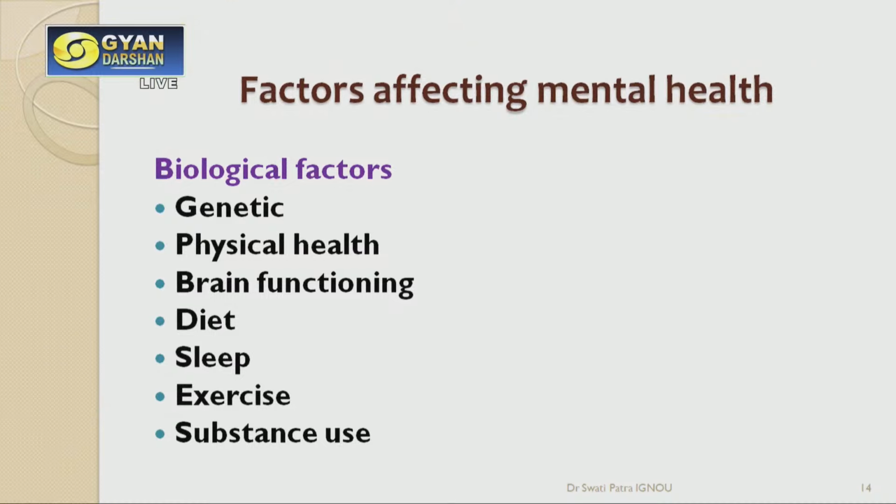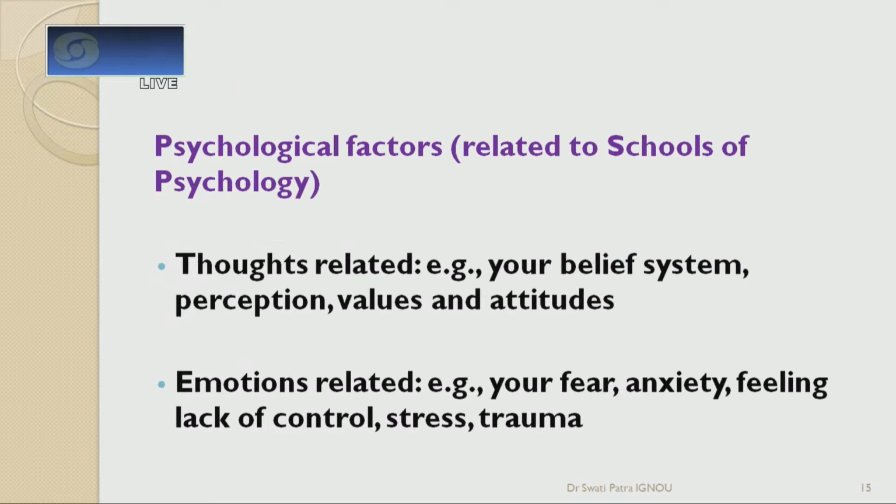Okay. For example, when we are talking about biological factors, there are different factors that we talk about here. The genetic factors, of course, are there. The physical health related factors, the brain functioning, there is sleep, exercise, diet, the kind of food that we are eating. So these are very important when we talk about biological factors.